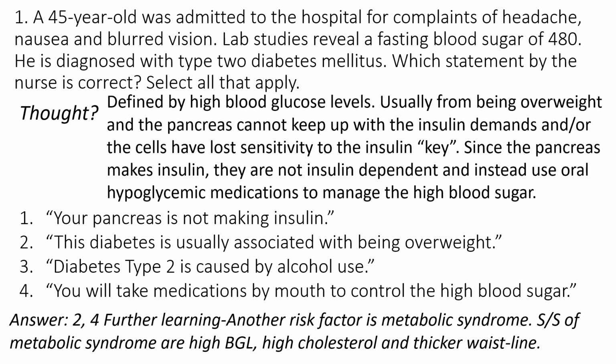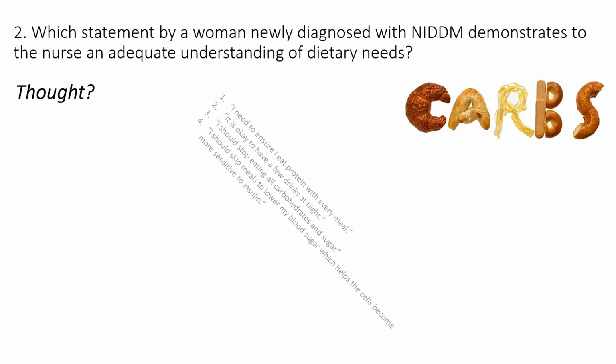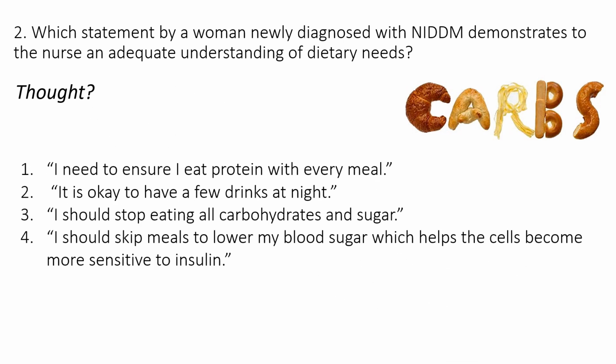Question number 2. Which statement by a woman newly diagnosed with non-insulin dependent diabetes mellitus demonstrates to the nurse an adequate understanding of dietary needs? Number 1. I need to ensure I eat protein with every meal. Number 2. It is okay to have a few drinks at night. Number 3. I should stop eating all carbohydrates and sugar. Number 4. I should skip meals to lower my blood sugar, which helps the cells become more sensitive to insulin.